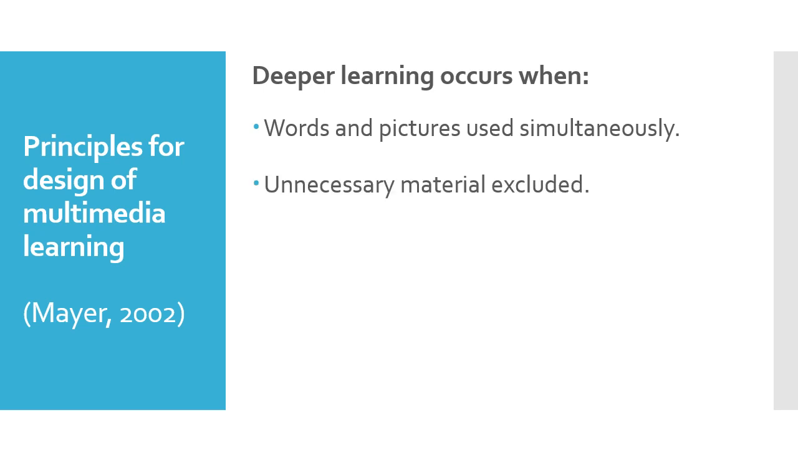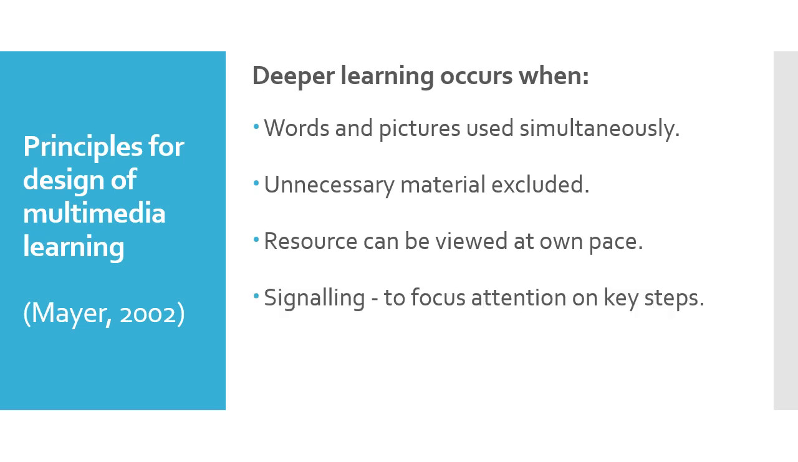Furthermore, to reduce the cognitive load on students, any unnecessary material on a presentation should be excluded, and also the resource should be set up so that students can view it at their own pace. Furthermore, if signalling can be incorporated into a presentation where students' attention is focused on key steps, this can aid learning. And also, students should not be forced to split their attention between two sets of information. So, for instance, trying to process words on screen and pictures at the same time, or perhaps even trying to read a question on a written manual and then look at the answer of it being presented on a screen.